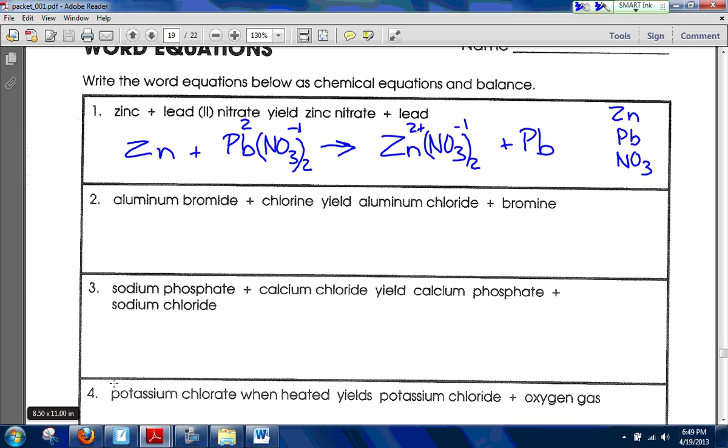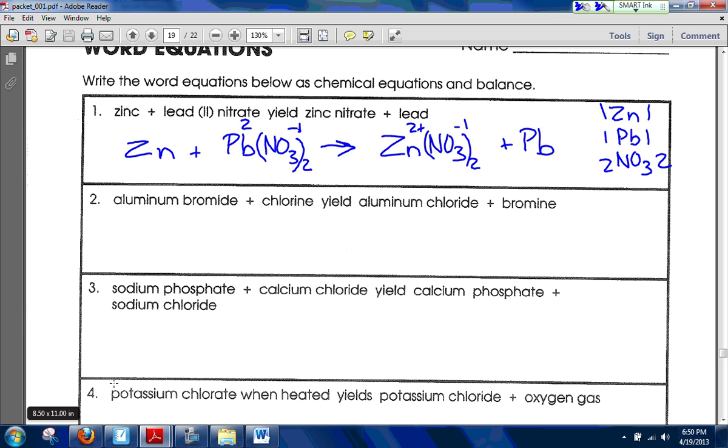Okay. On the left, I have 1 zinc, I have 1 lead, and I have 2 nitrates. On the right, I have, look at that, 1 zinc, 1 lead, and 2 nitrates. We're balanced. All 1s. Okay. So let's do number 2.